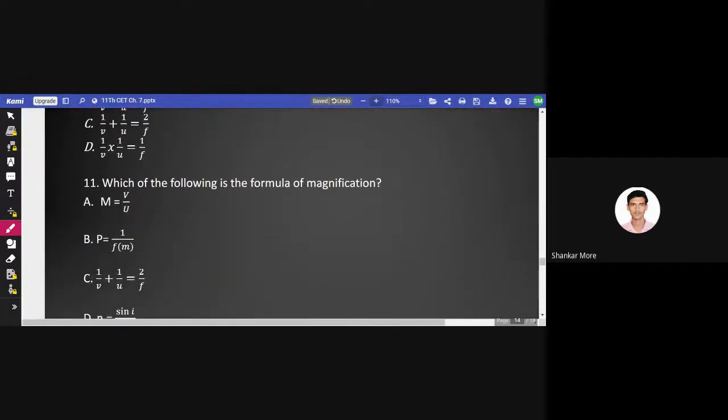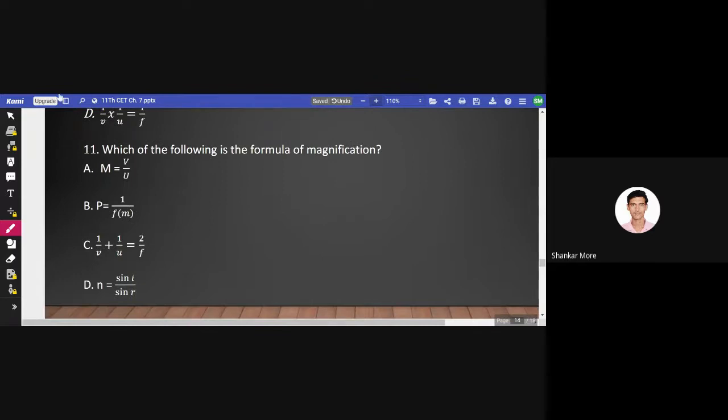Which of the following is the formula for magnification? Very simple. First one, it is written here, for magnification it is m, so v by u. Very simple question. Option A is correct. Sorry for these kind of extra dashes, this happens sometimes.